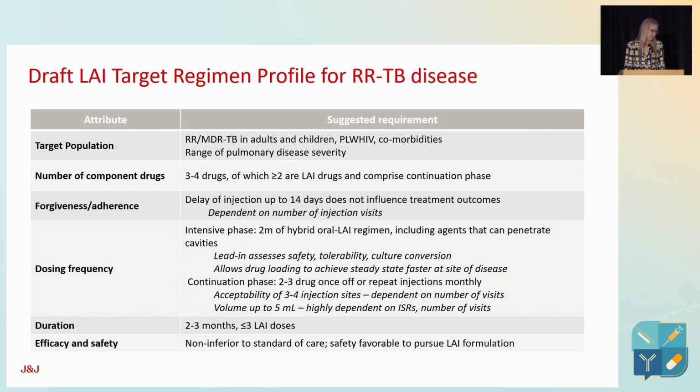And what I've listed in italics there are just a lot of the acceptability drivers that need to go into these assumptions in the TRP. Are patients willing to go to clinic and get 4 injections in 4 different sites? What sort of injection volumes would they tolerate, and the frequency they would need them?